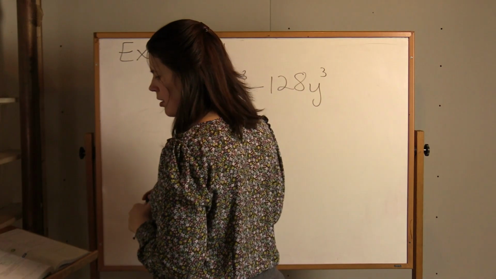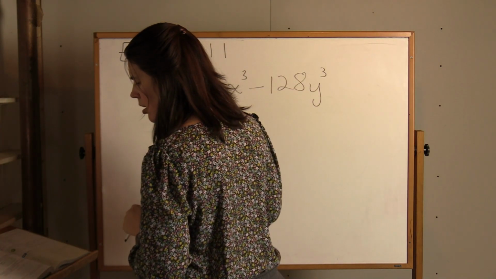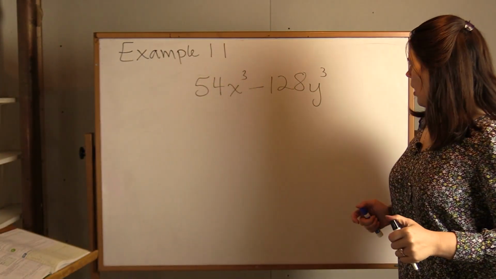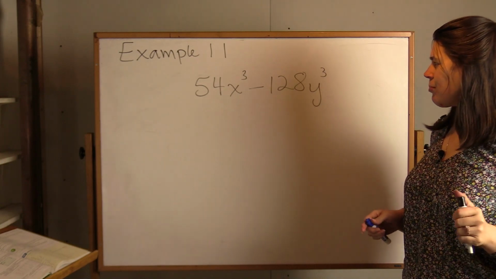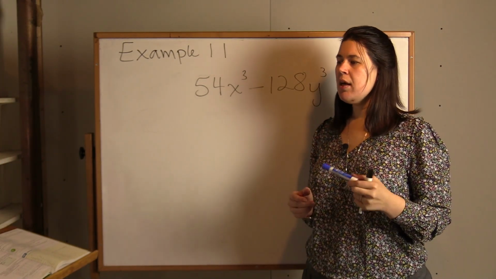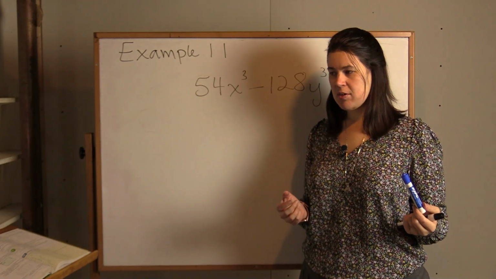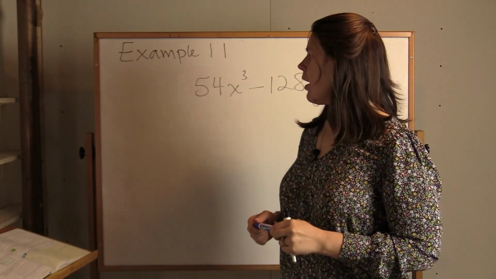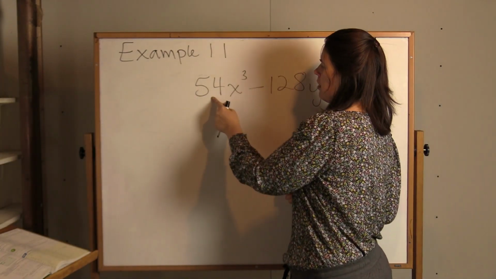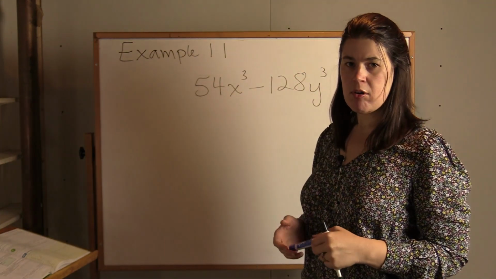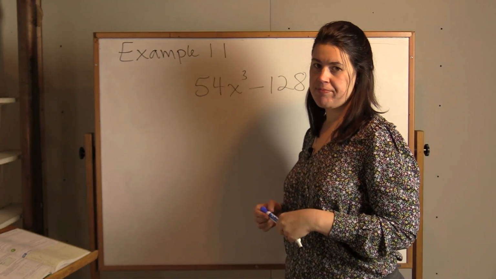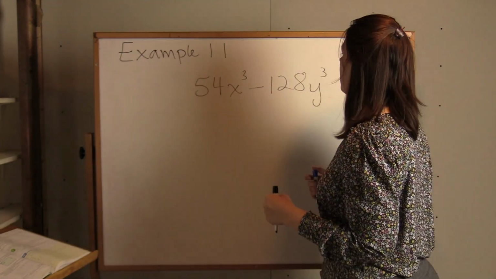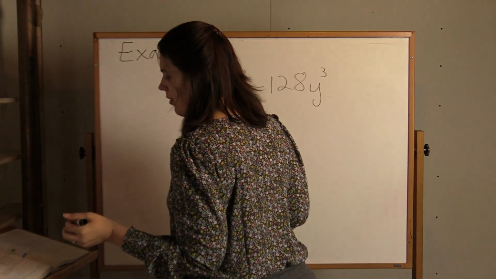All right. Okay, so going back to our original rule, if there's something you can factor out within the problem, go ahead and try to factor that out. So something that I notice here, 54 and 128, are they both divisible by a similar number? And the answer is yes. They are both divisible by 2. So we are going to factor out a 2.